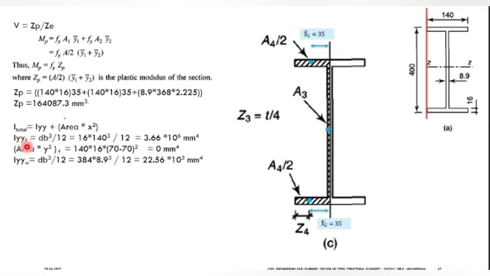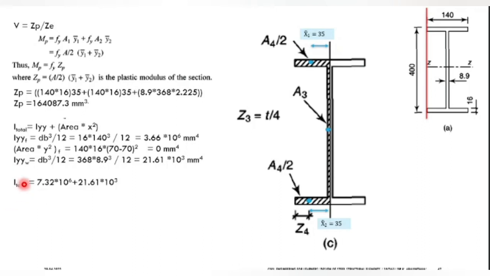When you are finding IYY, this is suffix F, IYYF. What do you mean by F? It is known as flange. IYYW is known as web. Now you are finding the moment of inertia for this web portion. What is your breadth for this web? Your breadth is 8.9. You know that this is 8.9. And what will be the depth? 400 minus 16 minus 16, so you will be getting 368. Okay, you are getting 21.61.